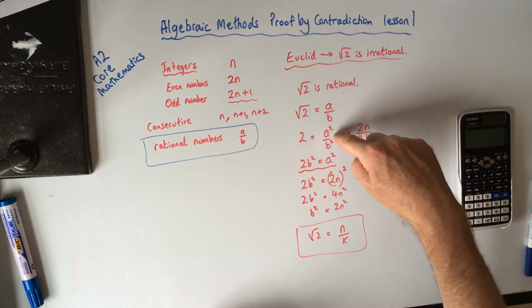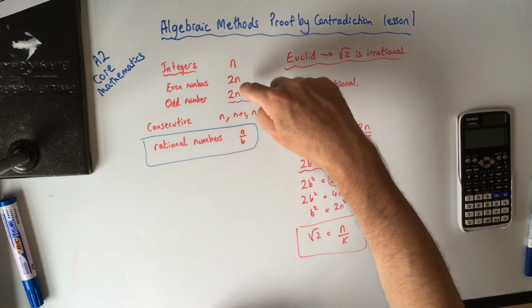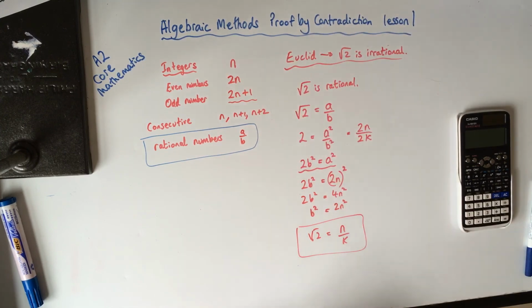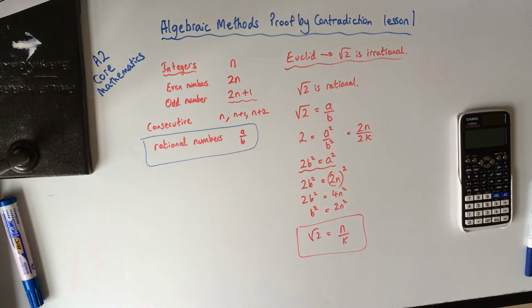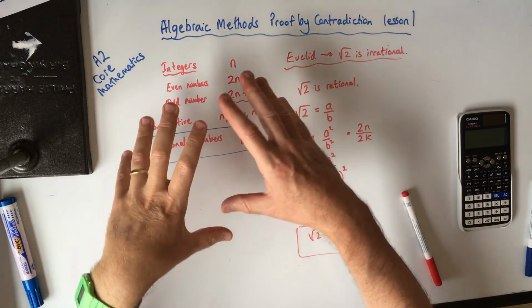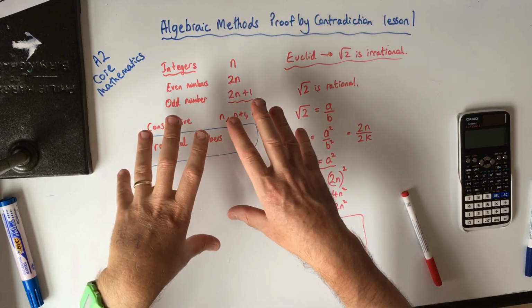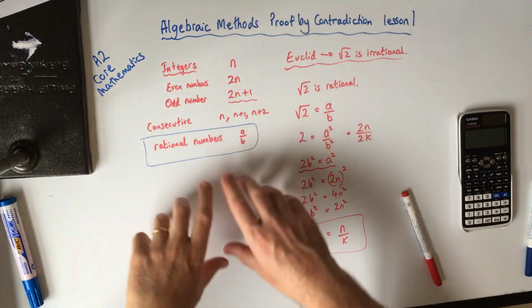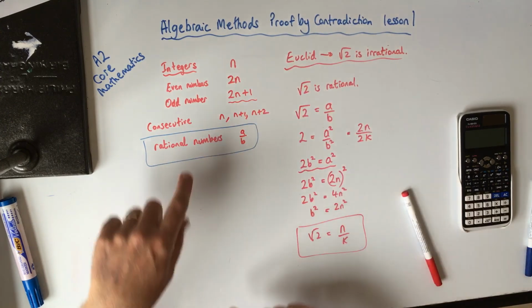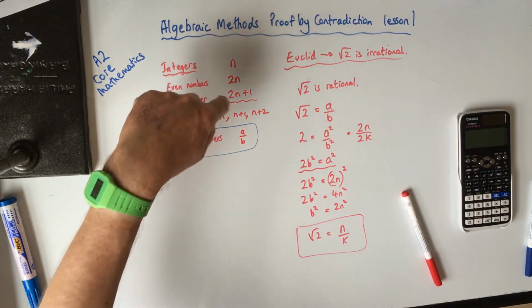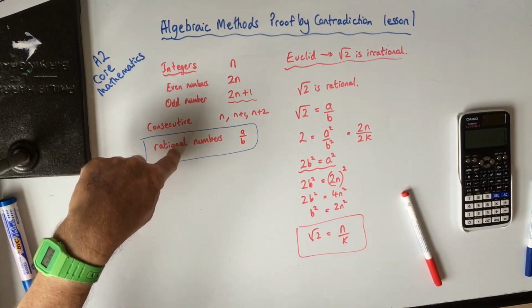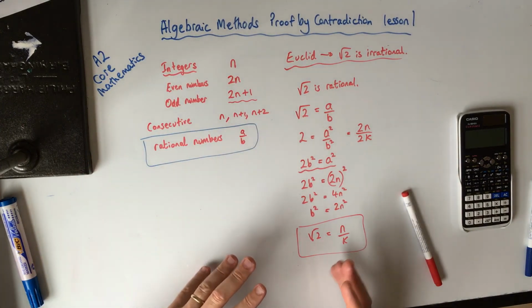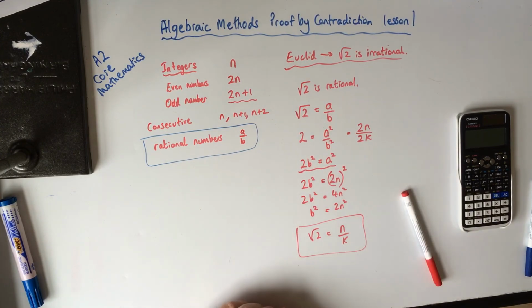So if a squared is even, then a itself has to be even. So at the start, if you just have a go with that. These are the skills that you need to practice with, the tools that you're going to use: your n, your 2n, your 2n plus 1 for any number, even numbers, odd numbers, consecutive numbers obviously, and rational numbers. And that's enough tools now to have a go at the exercise.